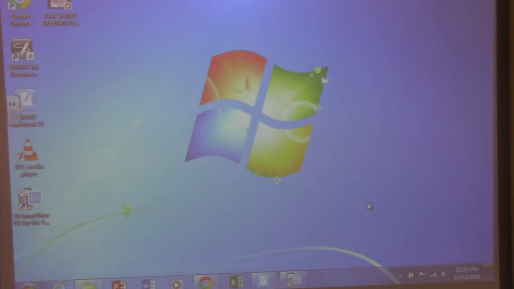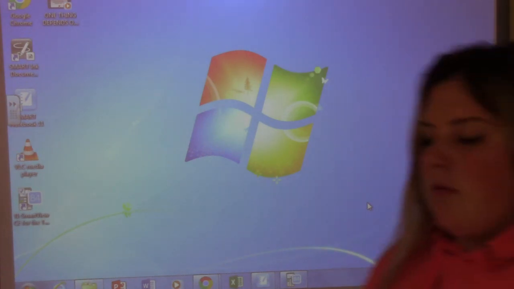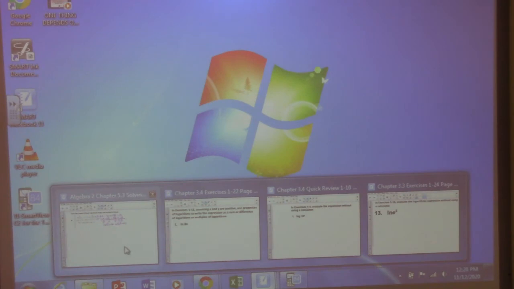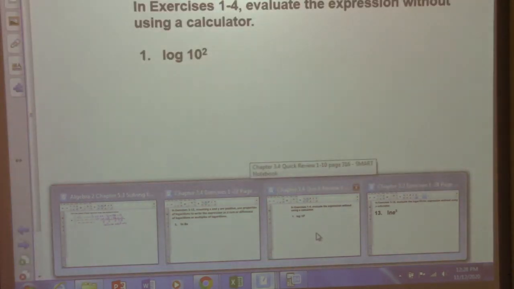Okay, so this exercise set right here is very similar to what we just got done doing. So it's really a refresher. I guess it's supposed to be the next day after it.